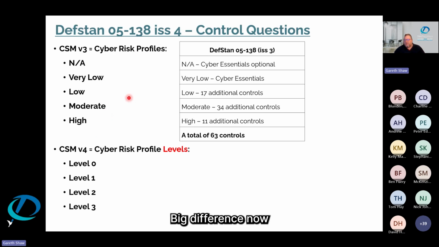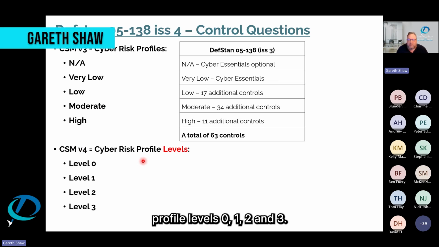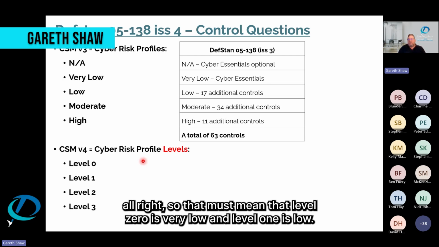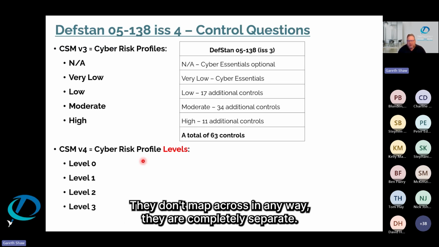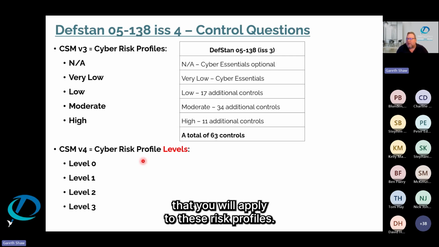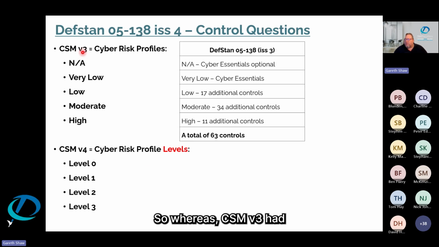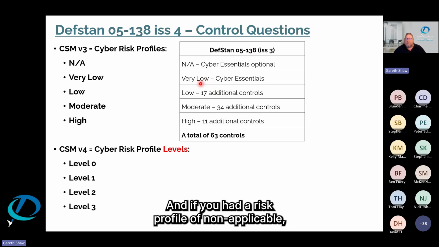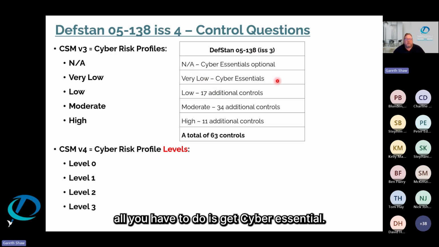The big difference now is CSM version 4, you have cyber risk profile levels 0, 1, 2, and 3. And as Phil's already said, don't misinterpret these things and say, right, so that must mean that level 0 is very low and level 1 is low. They don't map across in any way. They're completely separate. What does remain the same is DEFSTAN 05138 is still the question set that you will apply to these risk profiles. Whereas CSM version 3 had DEFSTAN 05138 issue 3 as its question set, and if you had a risk profile of non-applicable, all you had to do was get Cyber Essentials.